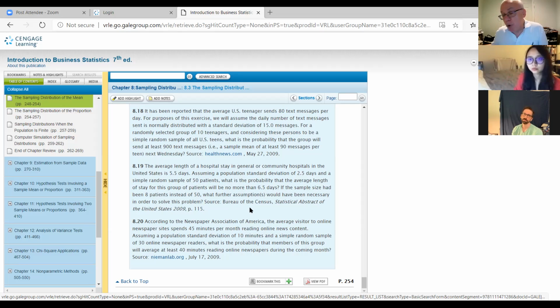All right. So what we've done so far is look at problems related to means. The mean of the population, the mean of the sampling distribution of sample means. What if we were dealing with proportions instead of means? So that would be the next section here.